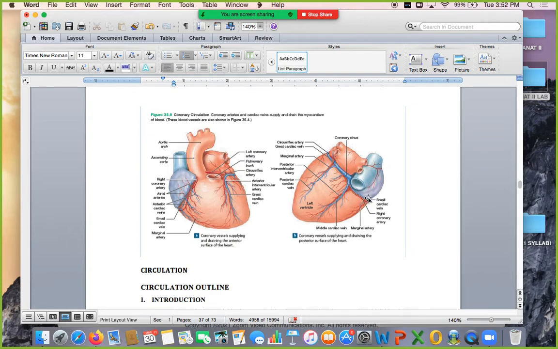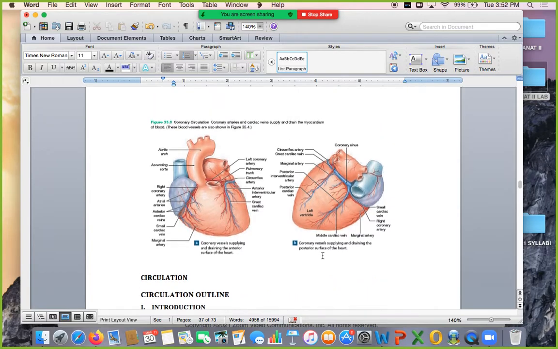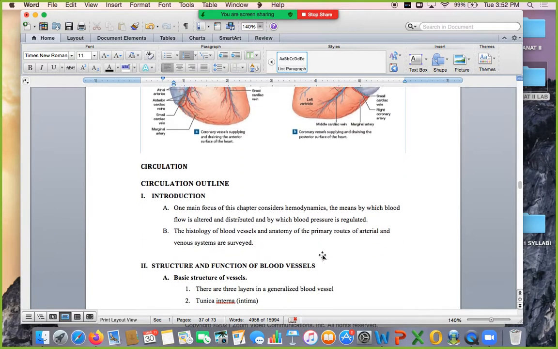And then here's our small cardiac vein in the back. We also have the circumflex artery and the great cardiac vein that are going to be found on the posterior surface too. All right, so that's going to sum up the heart.